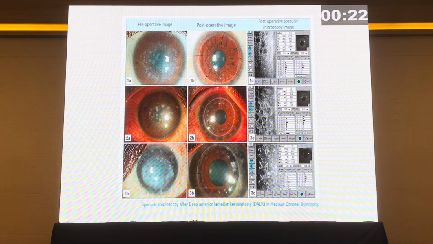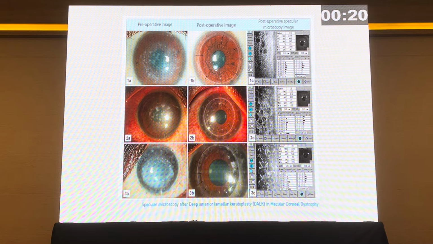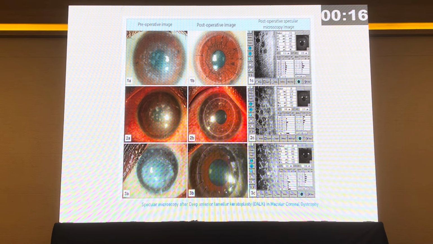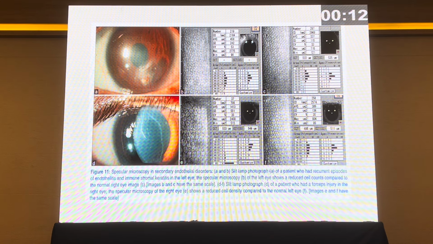This is a macular corneal dystrophy where DALK was done, and the DALK is clear. But if you look at the specular, you can see endothelial damage which is happening. And these are the uveitis cases. In uveitis, you can see early polymegathism here. And in the forceps injury, again, you can see polymegathism here with the cell count. These are important when you're planning cataract surgery in these cases.